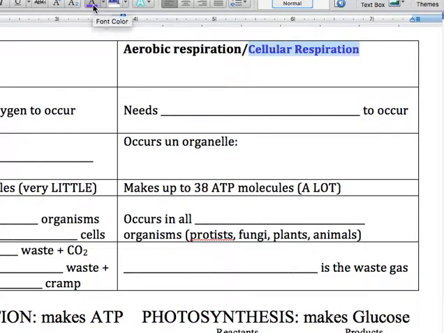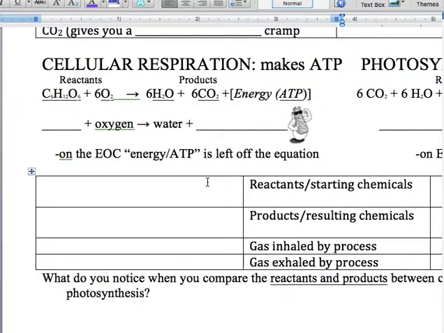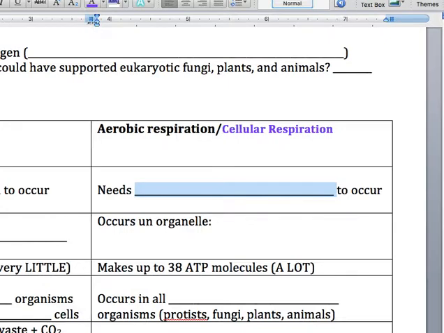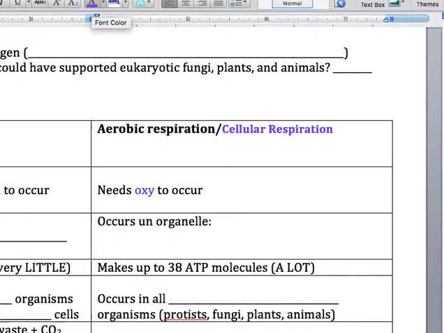So whatever's in purple is what you're going to be writing down. So aerobic respiration is the same thing as cellular respiration. The equation for cellular respiration, does it need oxygen to occur? So here, is there oxygen over here? Yes, it's right there. So it needs oxygen to occur. And it occurs in what organelle? Well, what organelle makes energy? Mitochondria makes energy.